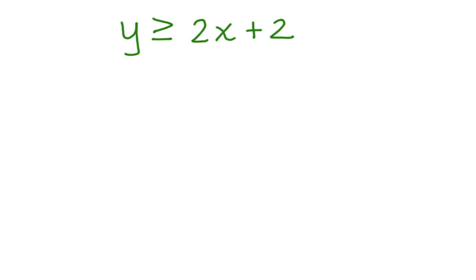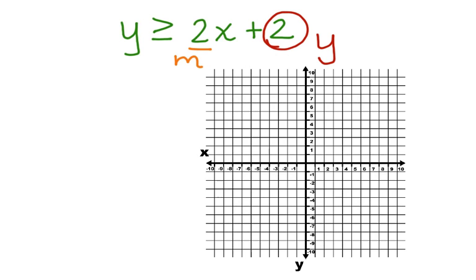y is greater than or equal to 2x plus 2. Again, we know that 2 is our slope, and in this case, positive 2 is our y-intercept as well. Using this information, we can graph it. We can start by putting a point at positive 2. That's our y-intercept. Now, using 2 as the slope, we can graph some of the other points that are on this line.